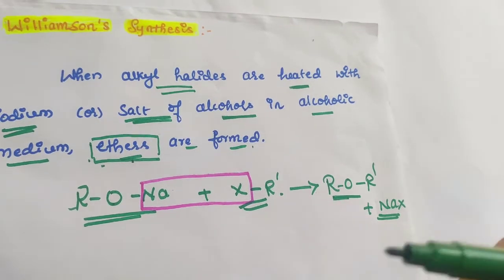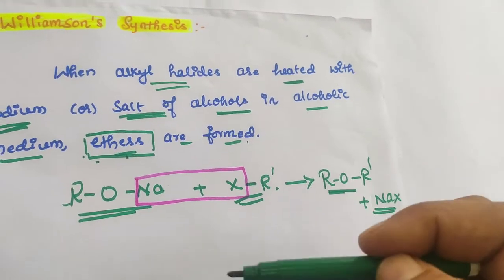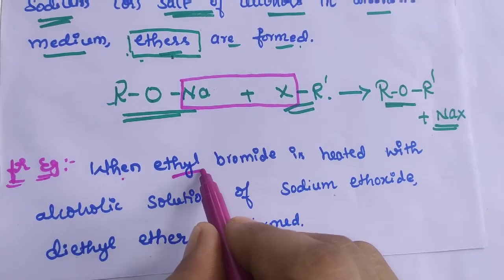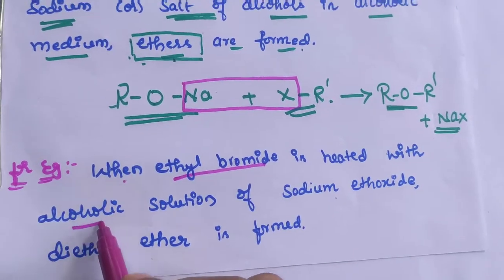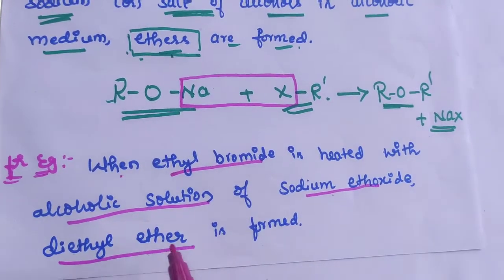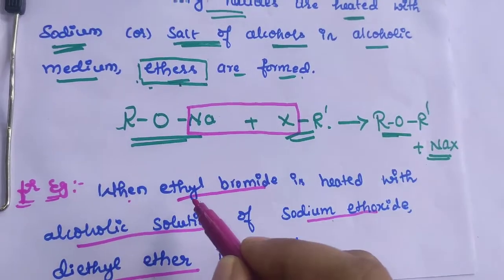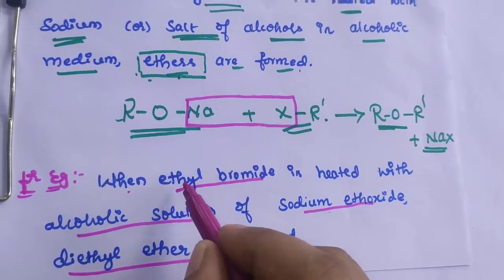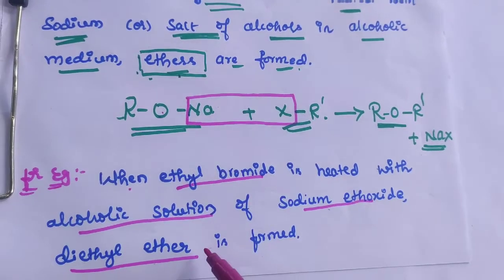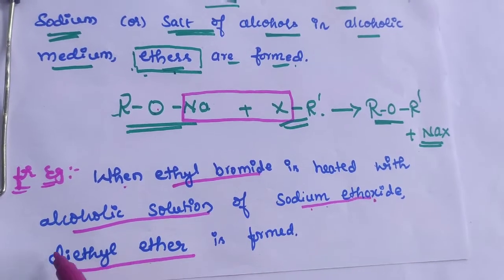Now let us take some examples for understanding this Williamson synthesis. See here, let us take one example. When ethyl bromide is heated with the alcoholic solution of sodium ethoxide, the product we will get is diethyl ether. So here, in the place of alkyl halide we are taking ethyl bromide, and the alcoholic solution of sodium is taken as sodium ethoxide. So the product we will get here is diethyl ether.